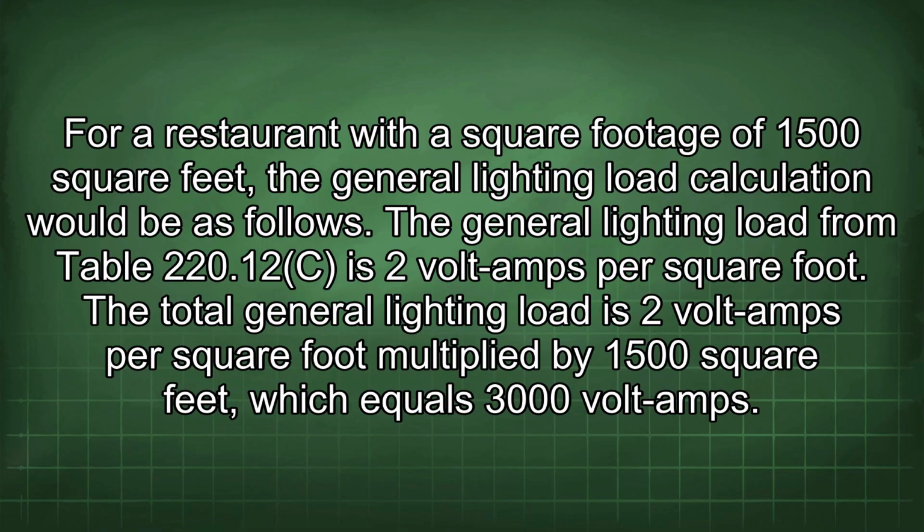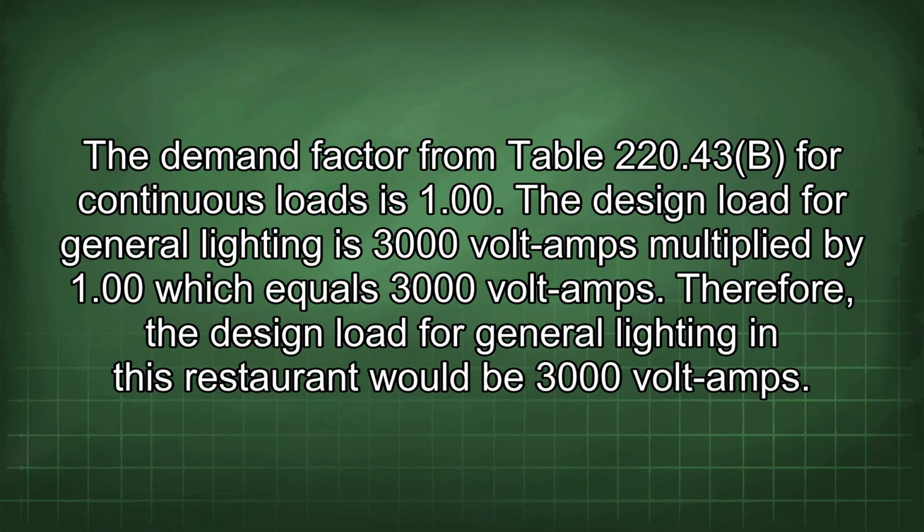The demand factor from Table 220.43(B) for continuous loads is 1.0. The design load for general lighting is 3000 volt-amps multiplied by 1.0, which equals 3000 volt-amps. Therefore, the design load for general lighting in this restaurant would be 3000 volt-amps.